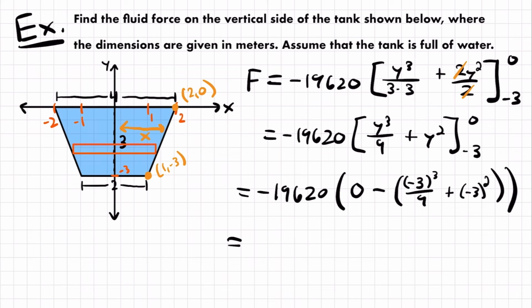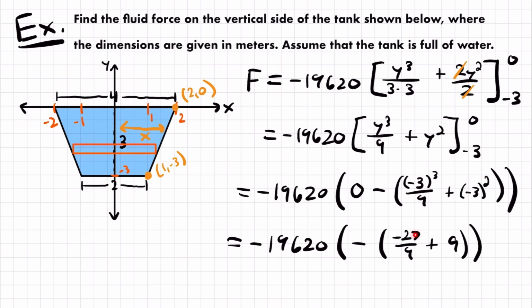And so then this will be equal to negative 19,620 times negative 3 cubed. That will be negative 27. So we'll have negative 27 divided by 9 plus negative 3 squared, which is positive 9. So we'll have 9, and we'll close that. But then negative 27 divided by 9 is equal to negative 3. And so I'll rewrite that to be negative 3. And then negative 3 plus 9 is positive 6, but that will become negative. And so we can rewrite all of this to just be negative 6. And so we're multiplying negative 19,620 by negative 6.